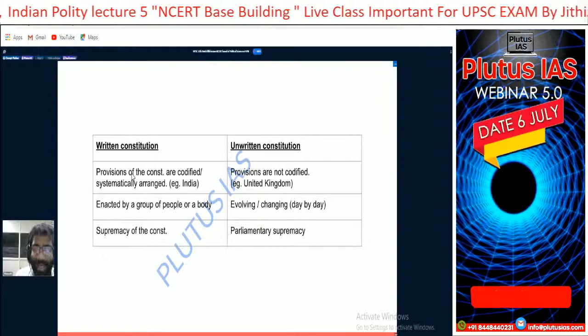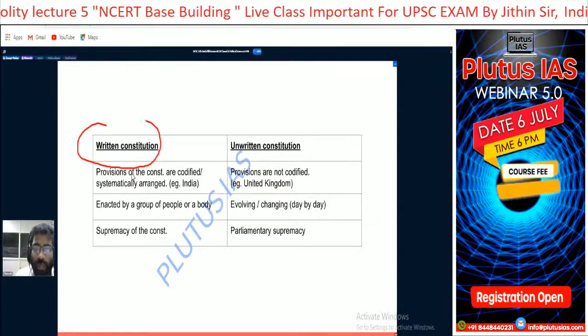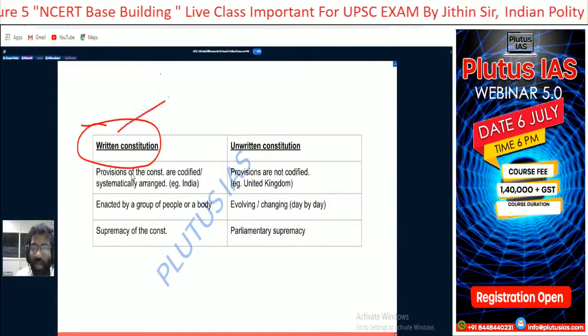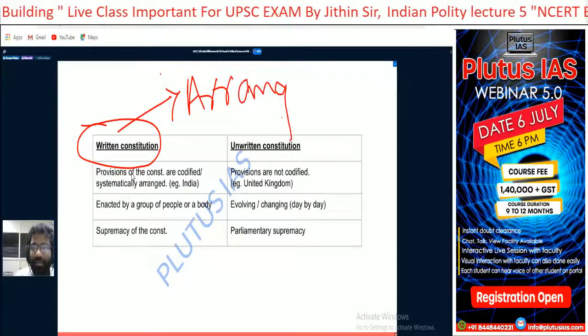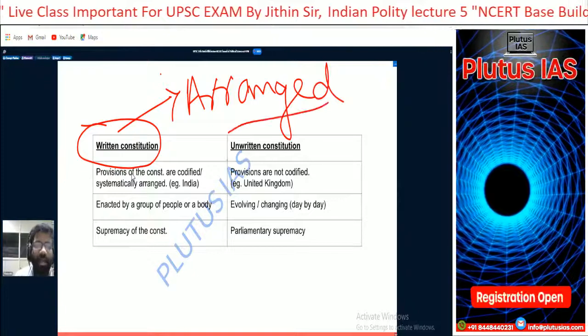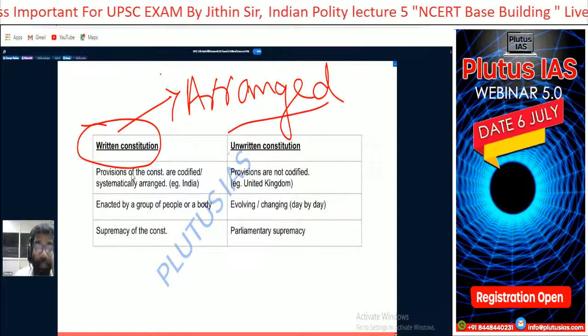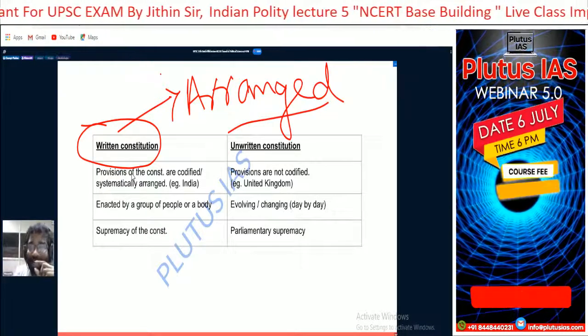Okay, in a written constitution, all the provisions are clearly arranged. Navya, is it clear? Yes, sir.